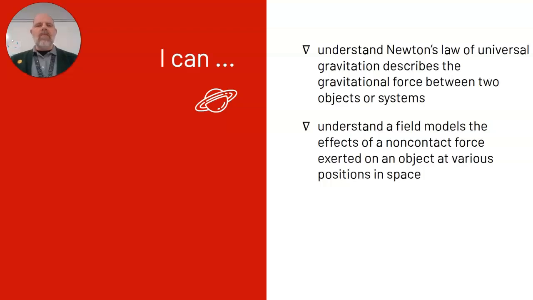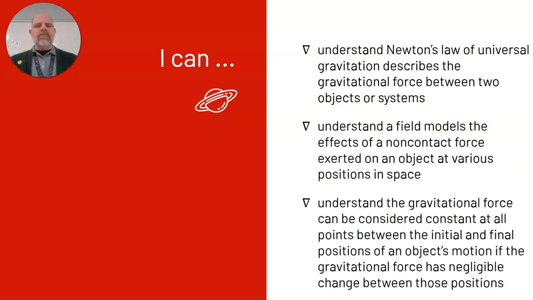So up until this time, we've always talked about contact forces. So when two objects interact with each other, they're touching each other and they exert a force on each other. So gravitational force is a non-contact force, meaning that the objects are exerting a force on each other without coming into contact with each other.